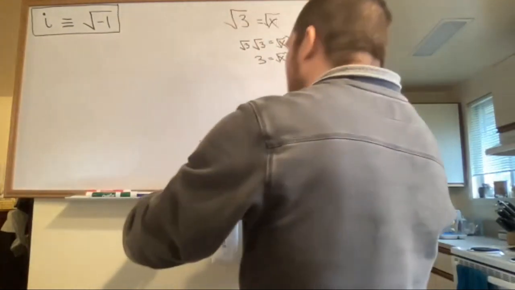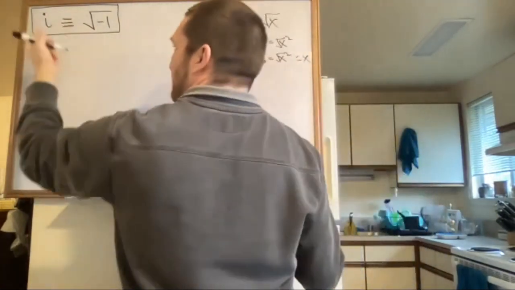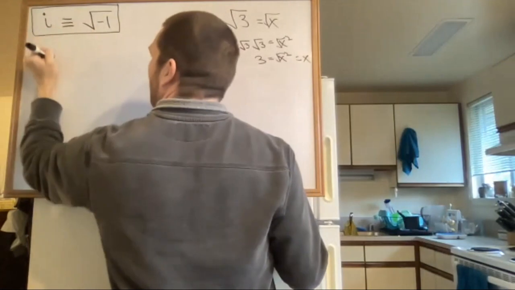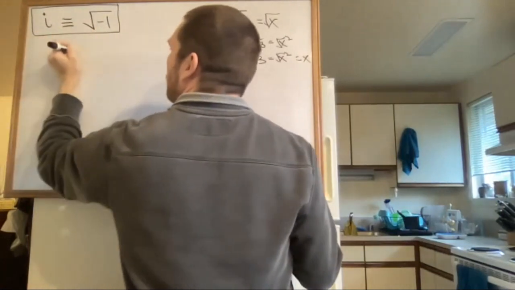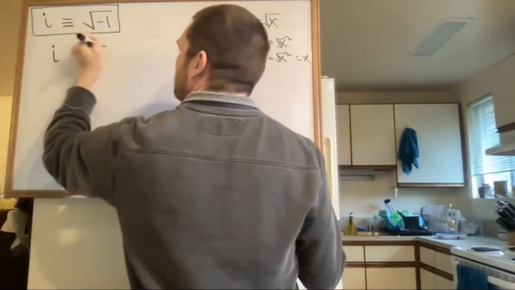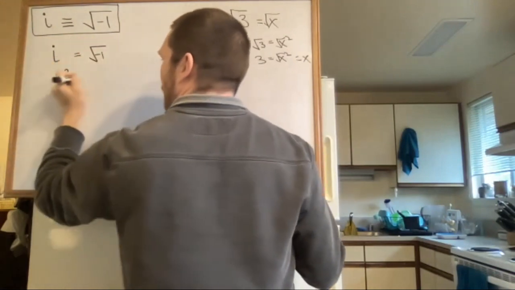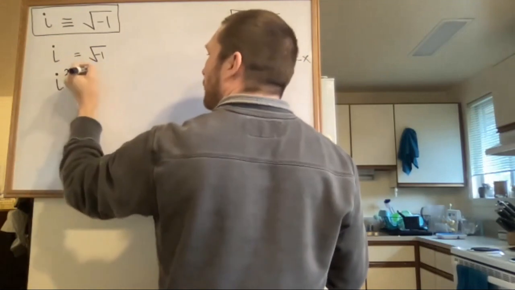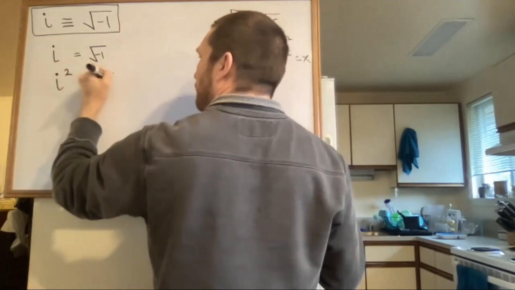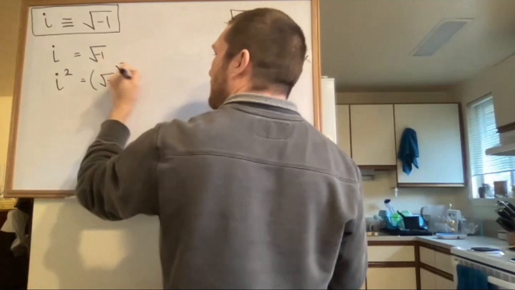So let's just look at this. Since i is equal to the square root of negative one, then i squared is equal to, well, the square root of negative one squared, which equals what?